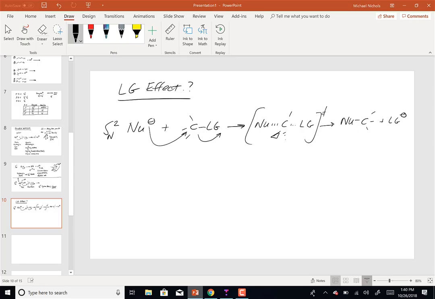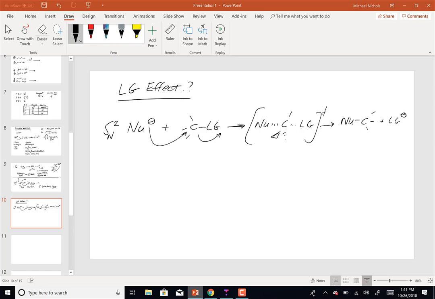What do you think the effect of having a better leaving group will be? If I have a better leaving group, is the reaction going to go faster or slower? What's your instinct tell you? Faster. And that's right, the reason that it will go faster is because the leaving group is in the rate determining step.